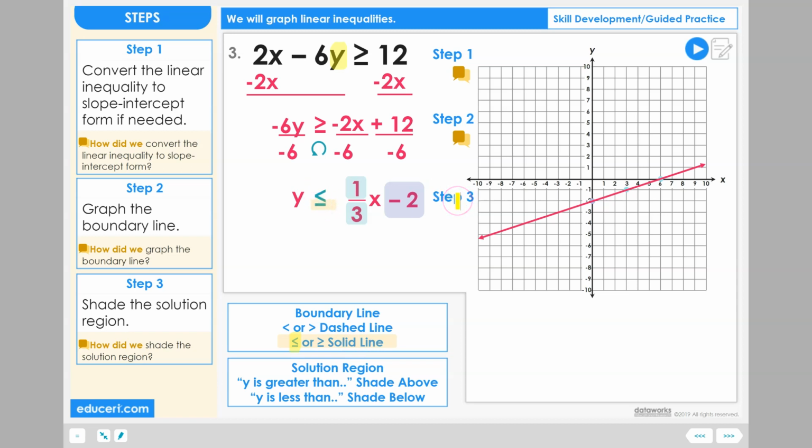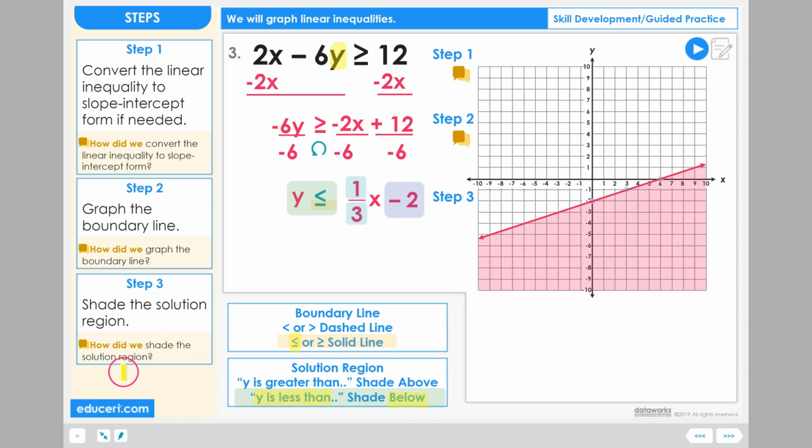Step 3. Shade the solution region. We look at the isolated y and the inequality. Y is less than or equal to. Because this is a y is less than type of inequality, the solution region is below the boundary line, so we shade below the boundary line.